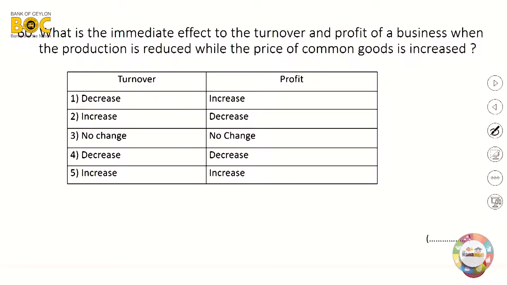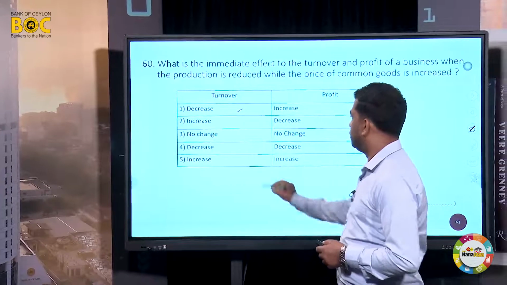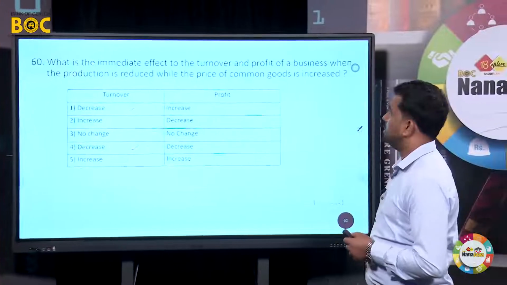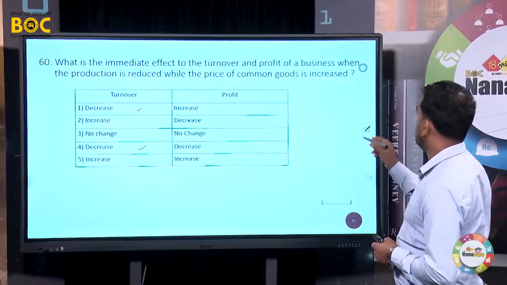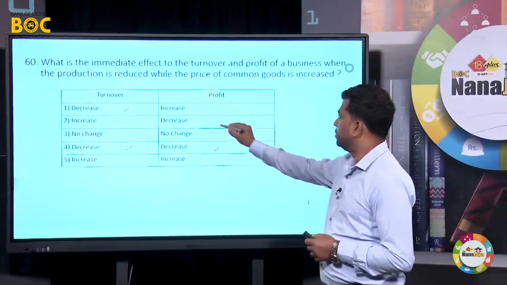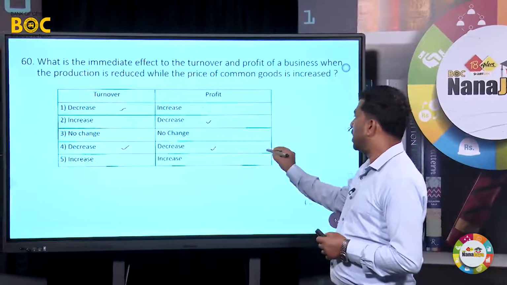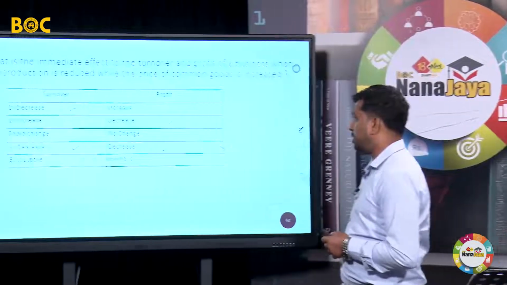Question number 60. What is the immediate effect on the turnover and profit of a business when the production is reduced while the price of a common good is increased? When production is reduced, turnover decreases. When production is reduced while the price of a common good is increased, then profit decreases. So the acceptable answer is this one. The fourth one is the acceptable answer for question number 60.